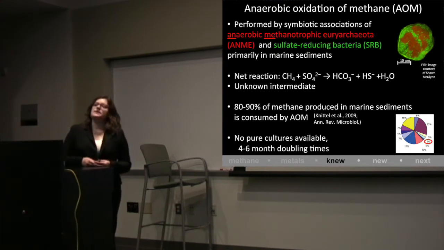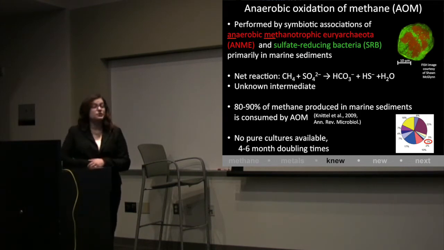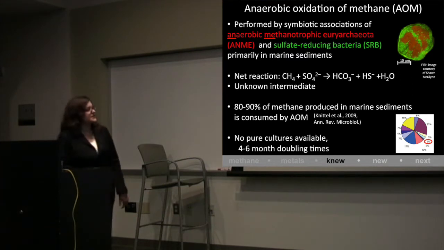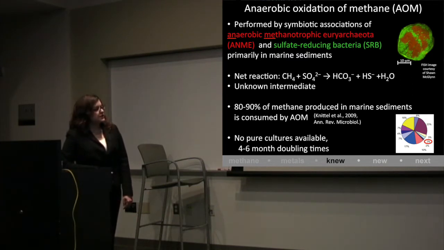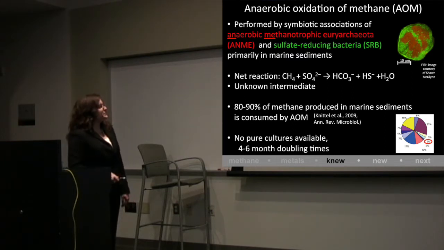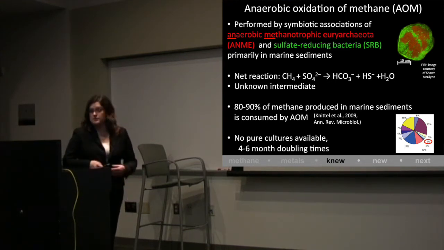And the reason that these organisms are so important is that 80 to 90% of the methane that is produced in marine sediments is consumed by these symbiotic associations. And so here, as I showed before, the ocean, in this tiny teal sliver, is only 3% of the global methane sources. And the reason for this is that so much of the methane that's produced in these marine sediments is being trapped on the seafloor by these organisms.